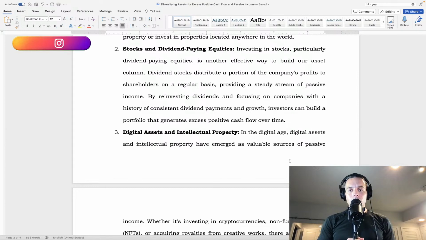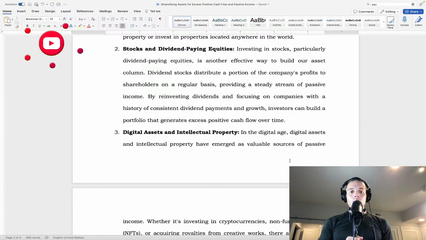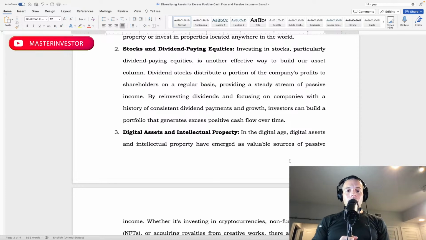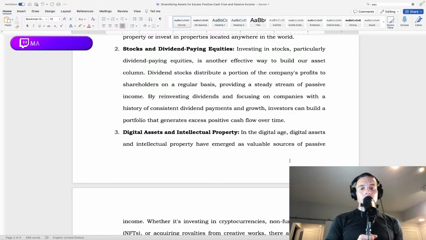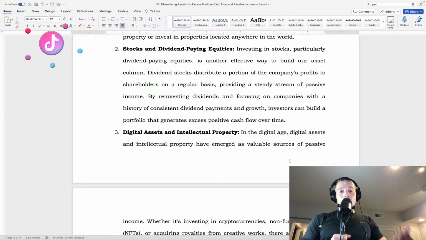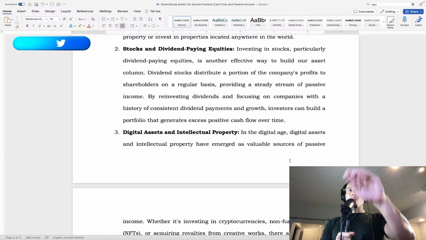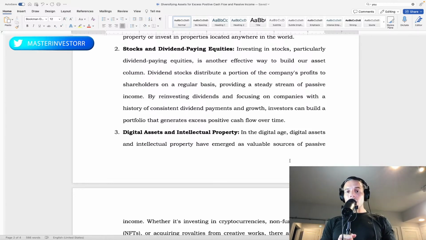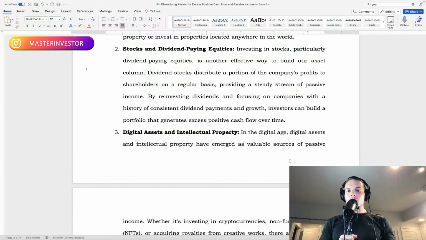By reinvesting dividends and focusing on companies with a history of consistent dividend payments and growth, investors can build a portfolio that generates excess positive cash flow over time. And we also have another strategy inside of our ebook, How to Build Cash Flow with the Internet, where we explain how to create cash flow with stocks, okay, by doing certain things that are available in front of us when we get a stock.